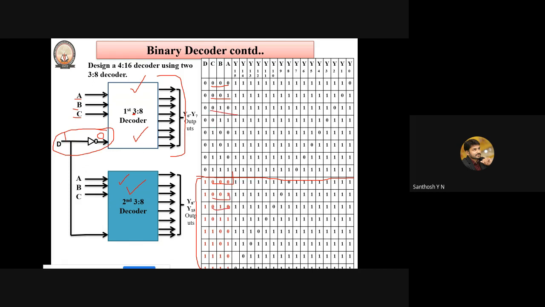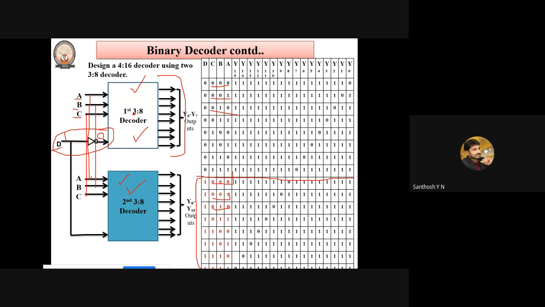So we are supposed to short these. Instead of shorting, I have just given the names, that is ABC here also, and ABC here also. Otherwise you can short these lines and just mention ABC at one point. Now, as I have already told you, the first decoder will be enabled if my D signal is 0, and the second decoder will be enabled if my D signal is 1. So here D is acting as the enable signal.